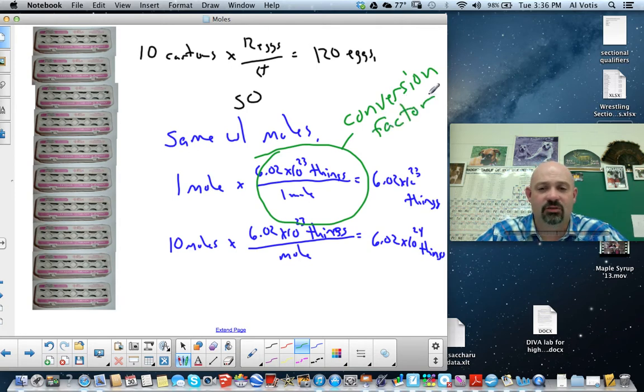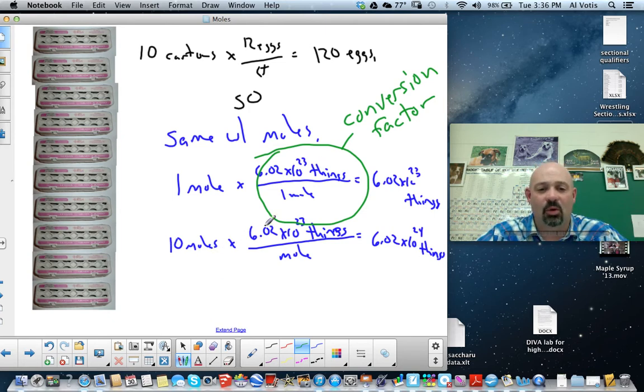It's letting us change from one unit to another. So if I take 1 mole times how many things are in a mole, which is 6.02 times 10 to the 23rd, I would get 6.02 times 10 to the 23rd things, whatever those things are going to be. Generally, though, for our purposes, it's going to be atoms, formula units, or molecules, but it could be anything. Cartons of eggs, pennies, dollars, whatever.